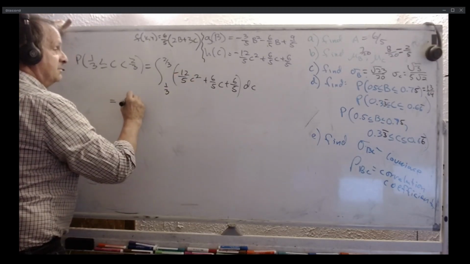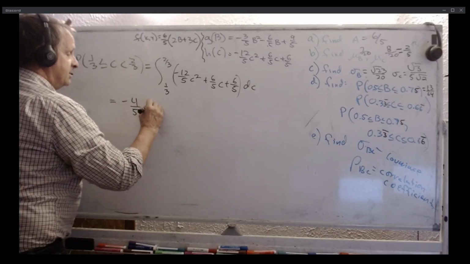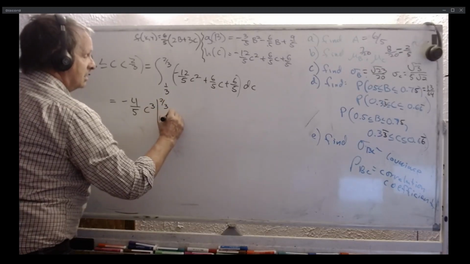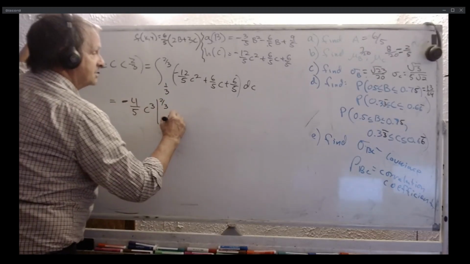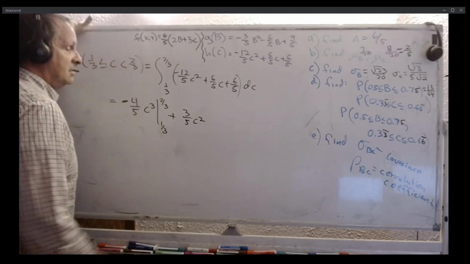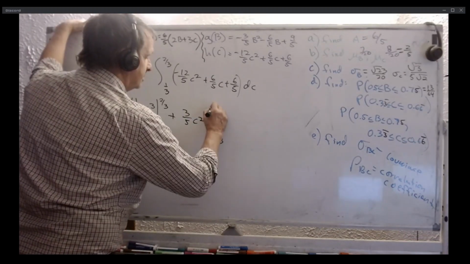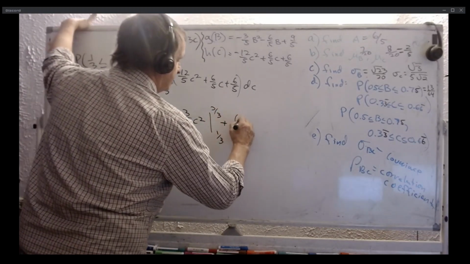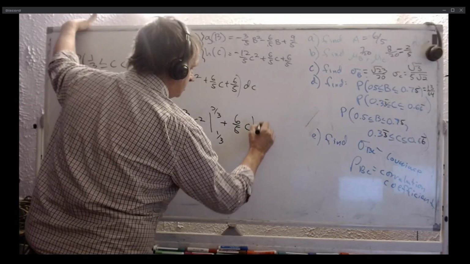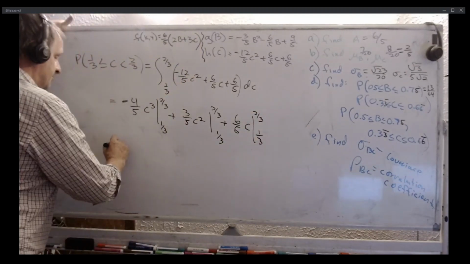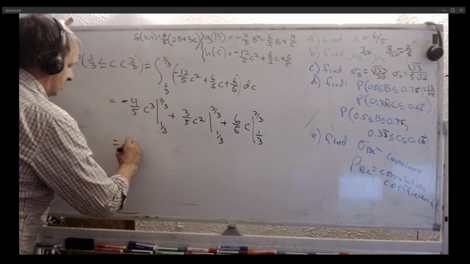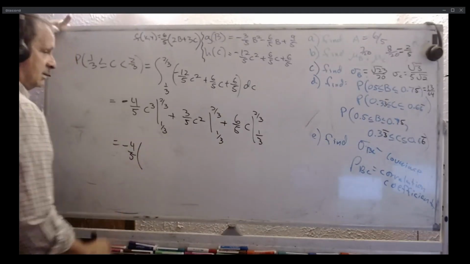So that's going to be negative 4/5 c cubed, plus c squared, that's going to be 3/5, plus 6/5 c. Okay, that's what I'm going to integrate, guys. That's what I got. Okay, cool.